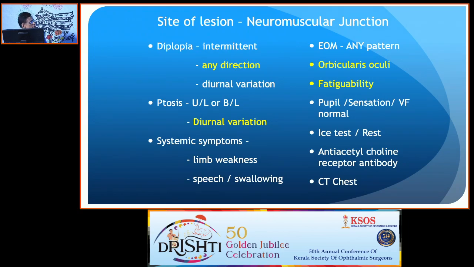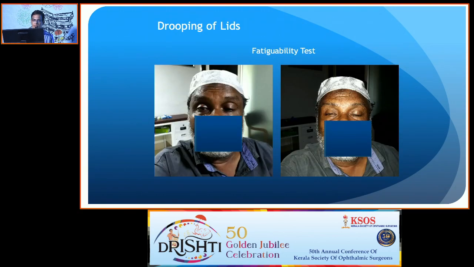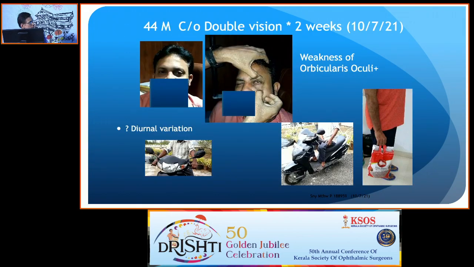Last few cases, myasthenia, this is my favorite. So orbicularis oculi, please check, much easier than doing an eye test. And I'll show you fatigability, of course, you all know. And this is a patient, actually the husband of an optometrist at Pala. And one day he looked at his wife and said, I'm seeing you double. So this went on for a few days, and then the optometrist brought him. And then you go back and ask symptoms.